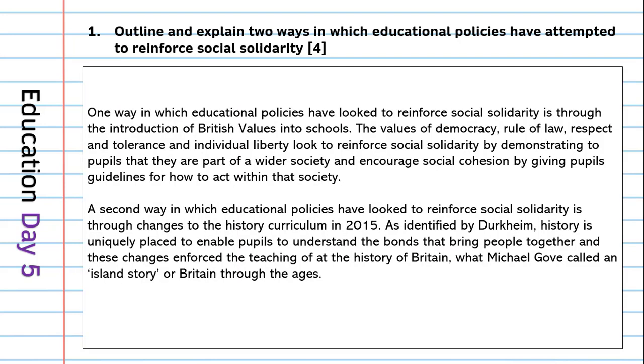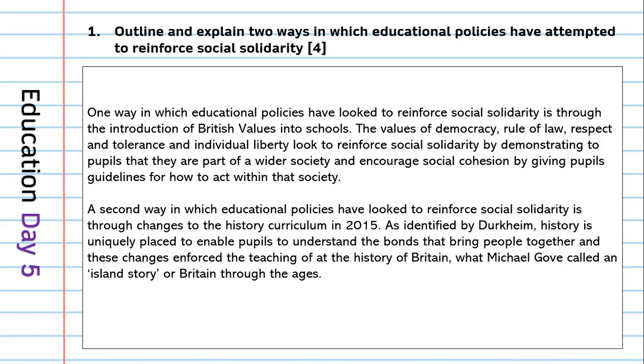First of all, we'll look at question 1. Outline and explain 2 ways in which educational policies have attempted to reinforce social solidarity. So I've gone with 2 different policies here. One way in which educational policies have looked to reinforce social solidarity is through the introduction of British values into schools. Now, the way these questions are marked, it's worth 4 marks. It's broken down into 2 marks for each way. And for each way, you get 1 mark for identifying it and 1 mark for explaining it.